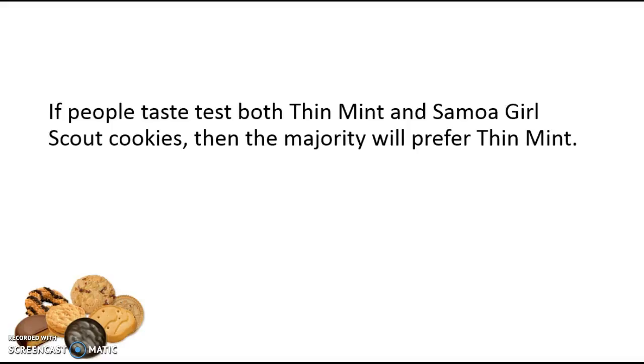First, it briefly describes what we're testing in the if part. We're setting up the experiment. Next, in the then part, it gives the prediction. By framing it this way, when we get to the results, we can either accept or reject the hypothesis.